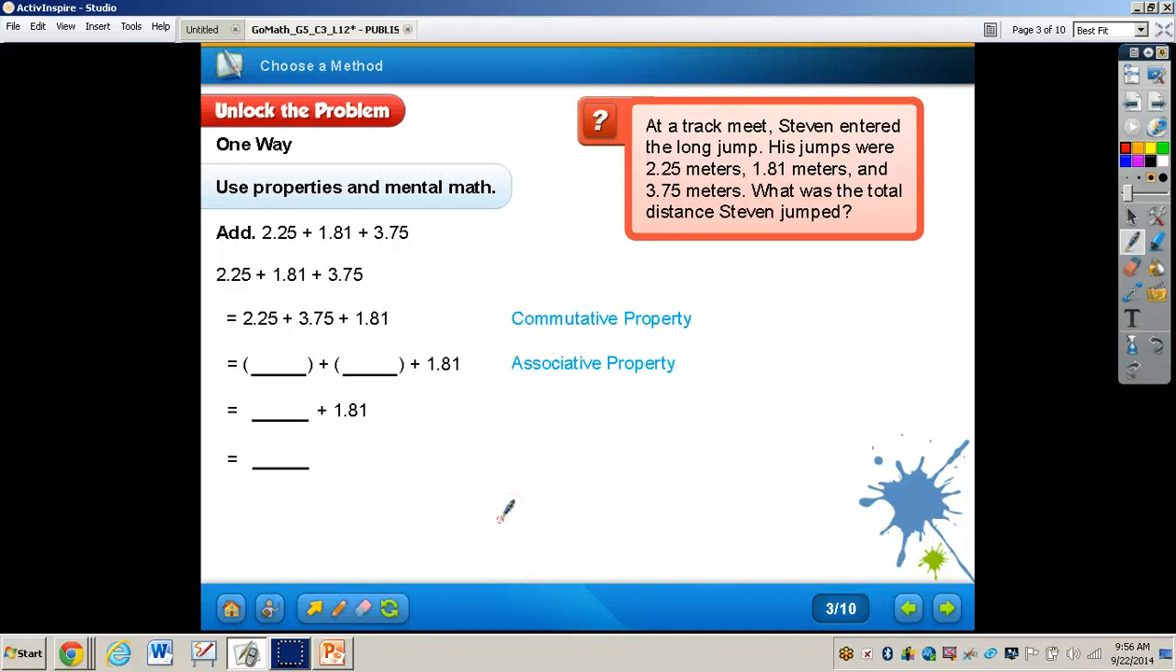Okay, now the first thing that we need to do is underline the sentence that tells you what you are trying to find. And what we are trying to find is what was the total distance Stephen jumped. Okay, then from here, we want to take a look at the numbers we are going to need. 1 and 81 hundredths, 2 and 25 hundredths, and 3 and 75 hundredths.